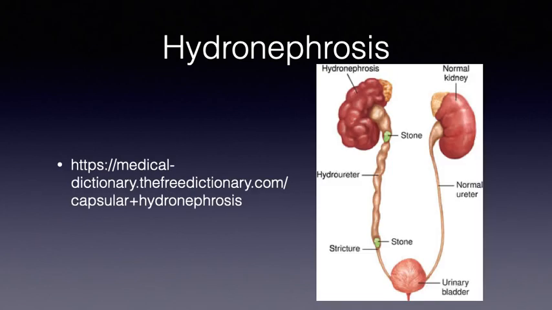If there is a block anywhere downstream of here, the urine can back up and cause the dilation and swelling of the kidney, which we refer to as hydronephrosis.